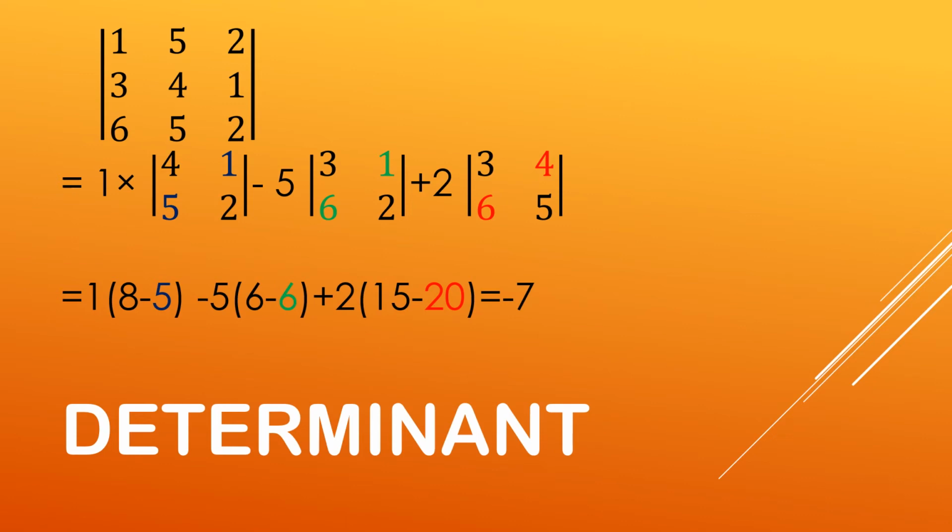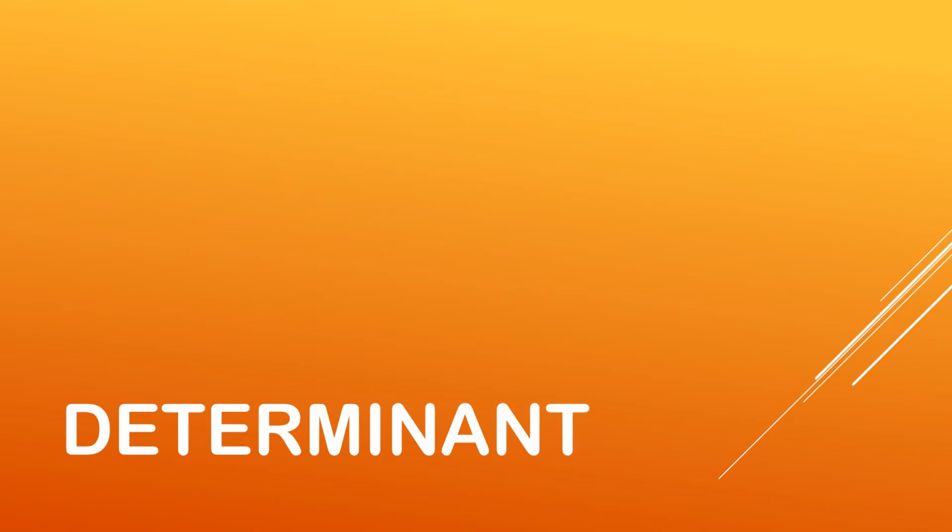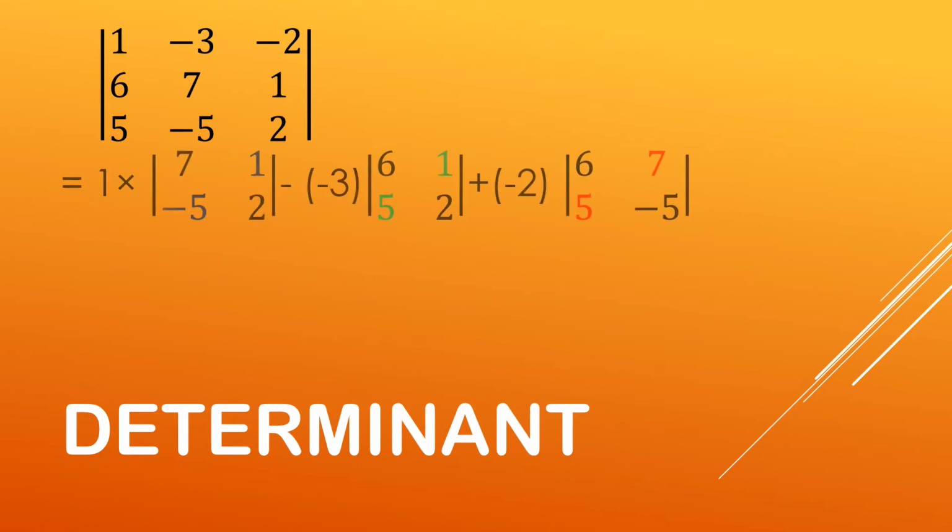This is how we find the determinant of a 3 by 3 square matrix. Let us see another example. Here again, we take the first row. The first element is given a plus sign. So, 1 into the determinant obtained by removing the first row and first column. That is the determinant 7, 1, minus 5, 2.